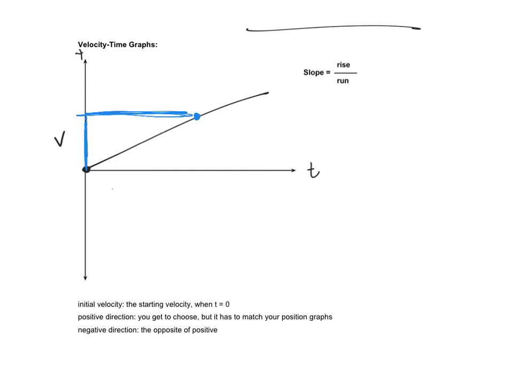Now, if you look at just the part going up, just the rise, the thing that's changing is the velocity. So your rise is delta V, change in velocity. And your run is changing time, delta T. And we're going to see later that slope equaling delta V over delta T is the equation for acceleration. So for a velocity time graph, the slope is going to be equal to acceleration. We'll get into that way later. Today we're really focusing on position time graphs, but there will be a little bit of velocity time in there as well.